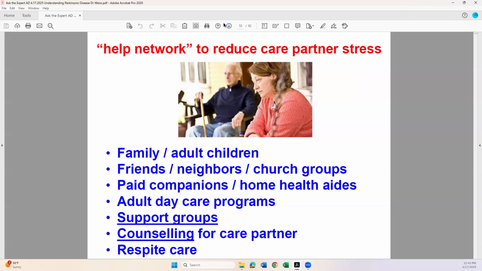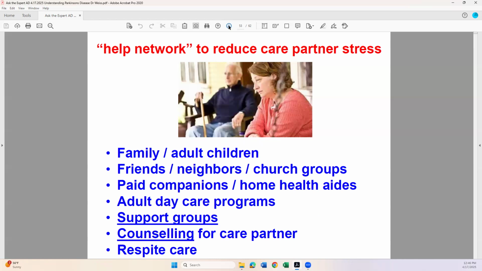And of course, the help of neighbors, friends, religious groups, sometimes paid companions, home health aides, adult daycare programs, all very helpful. But I underline the role of support groups. Those two charities, the Maryland Association for Parkinson's Support and the Parkinson Foundation of the National Capital Area, have sponsored wonderful support groups.